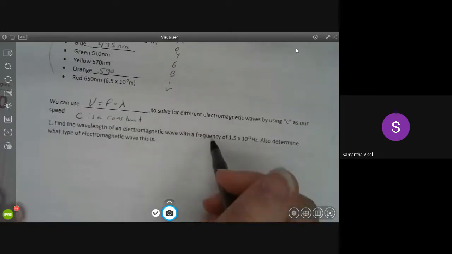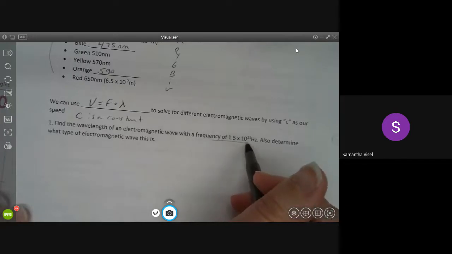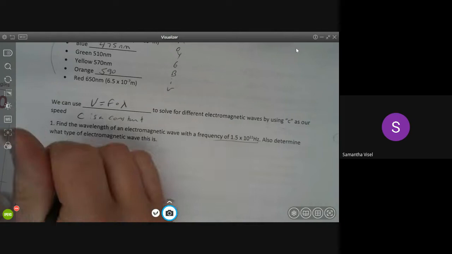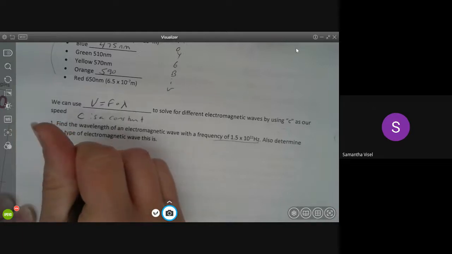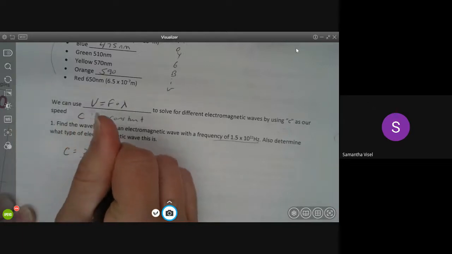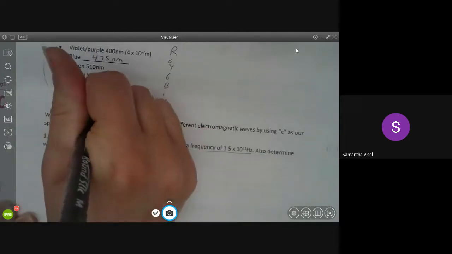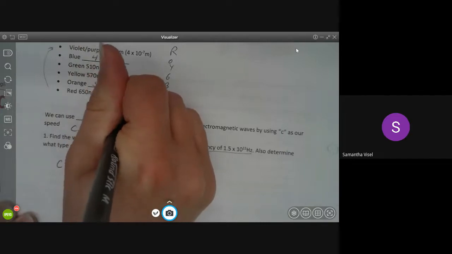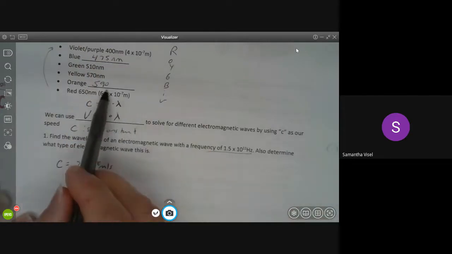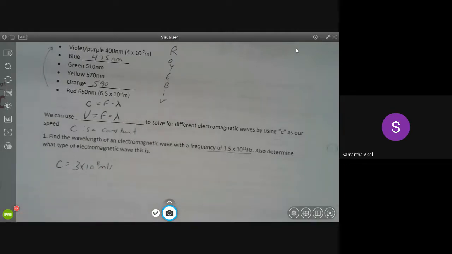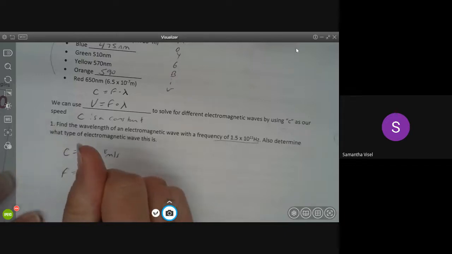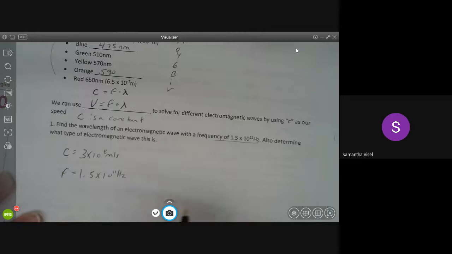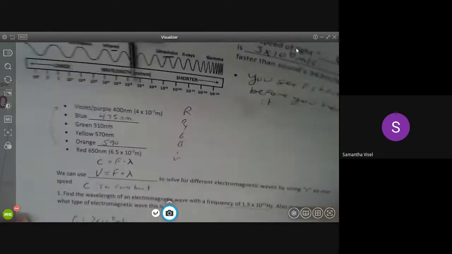As a practice problem, I have an electromagnetic wave with this particular frequency, 1.5 times 10 to the 11th hertz. I know my speed is going to be c, 3 times 10 to the 8th meters per second. Generally, you'll see this written as c equals f times lambda, and you're more than welcome to use this way. Actually, I'll probably be switching over to this way anyways. My speed is 3 times 10 to the 8th meters per second, f is 1.5 times 10 to the 11 hertz, and I'm looking for how long the wave is, as well as what type of wave it is.